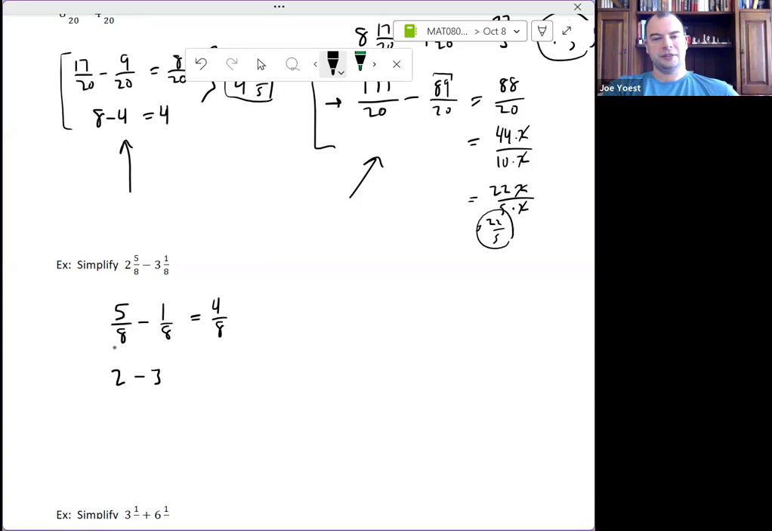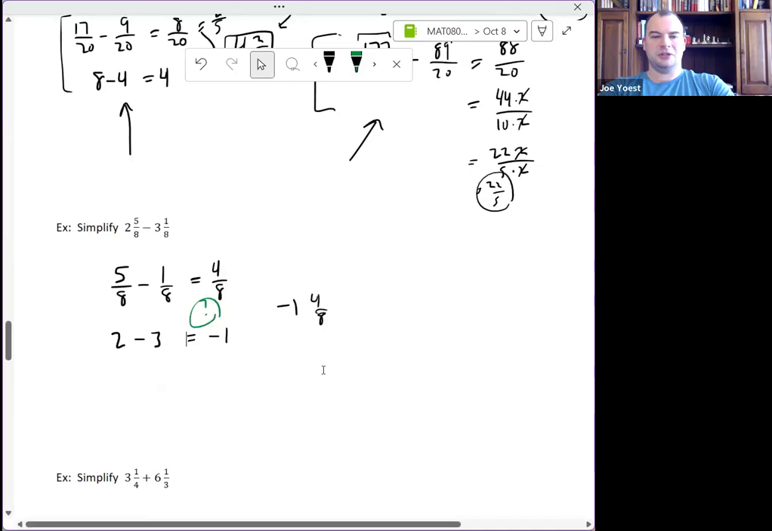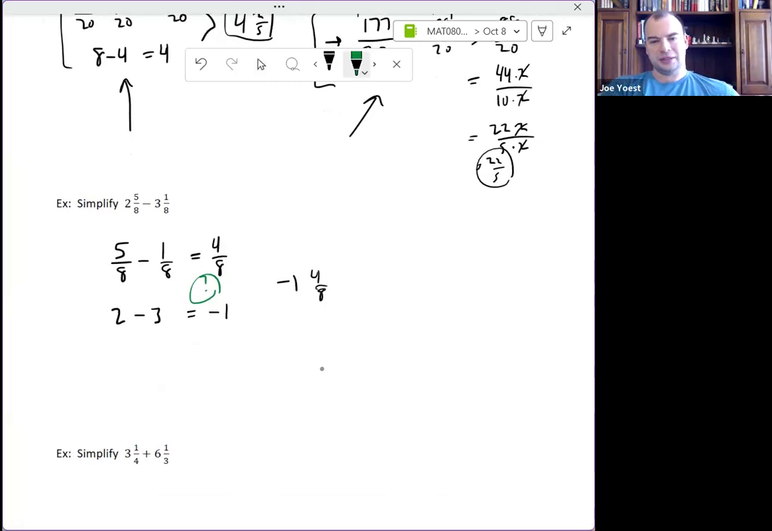2 minus 3. Well, this is a little complicated, right? I have 2 minus 3 for my wholes, but I probably don't want to do like -1 and 4/8. Let's look at a model for this. So I'm not really sure how I should combine together these pieces whenever I get some negative bits and some positive bits. Let's look at how this works out.